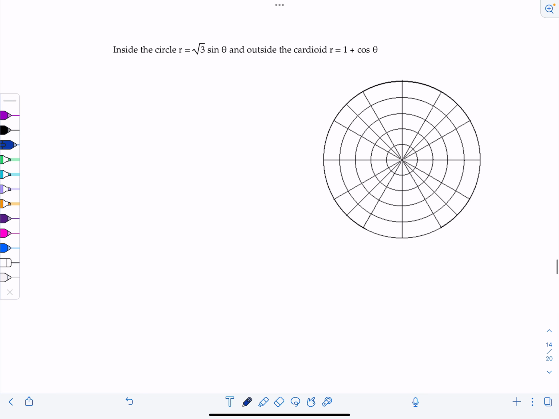This is, again, find the area inside the circle, r equals root 3 sine theta, and then outside the cardioid, r equals 1 plus cosine theta. So here's the thing. The more you learn the polar equations, you'll know what the graphs are very easily. If I just look at this, I know this is a circle centered on the y-axis, and the radius is root 3 over 2. So whatever number you see in front is the diameter. And then we have this cardioid 1 plus cosine theta. Because it has cosine in it, I know it's centered on the x-axis.